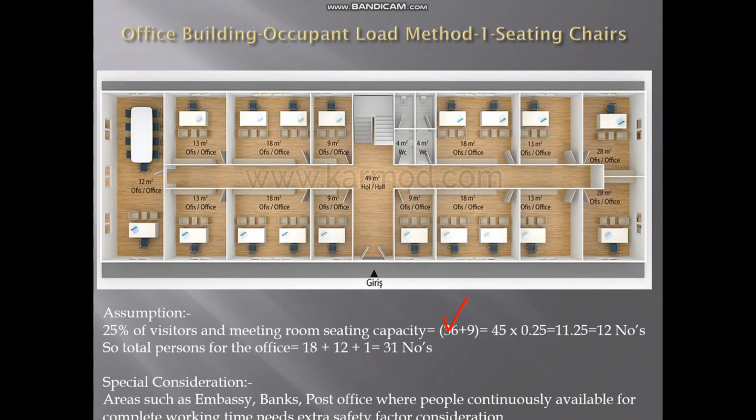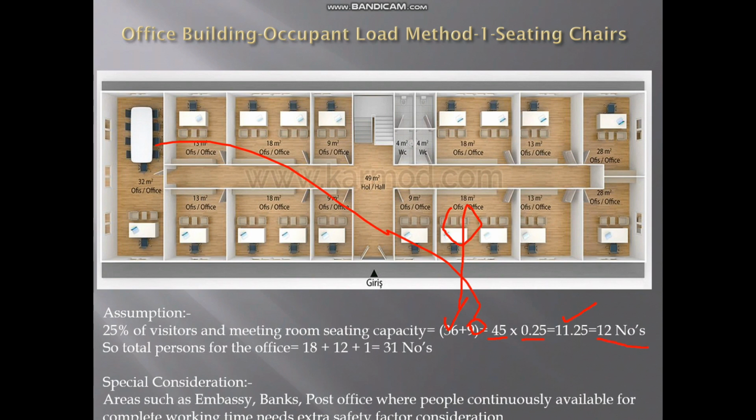For the visitors' seating place, that is the statistics number total, the white color you can see, and this 9 number comes from the meeting room chairs. So in total there are 45. I'm going to consider 25% of visitors and meeting room seating capacity. I multiply by 0.25 and get 11.25, so I round off to the highest value.